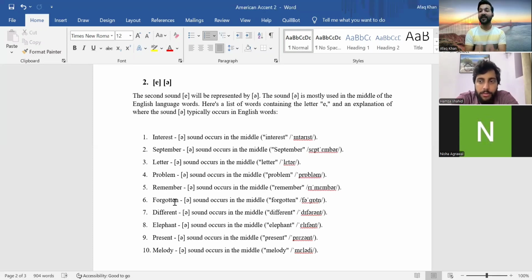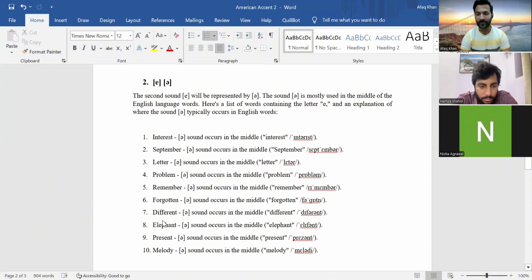And in the British accent, how do we say it? Forgotten. Okay, forgotten. But in the American one, where we don't have to skip the R, we say it forgotten. I forgot it. I've forgotten it. Okay, good job.